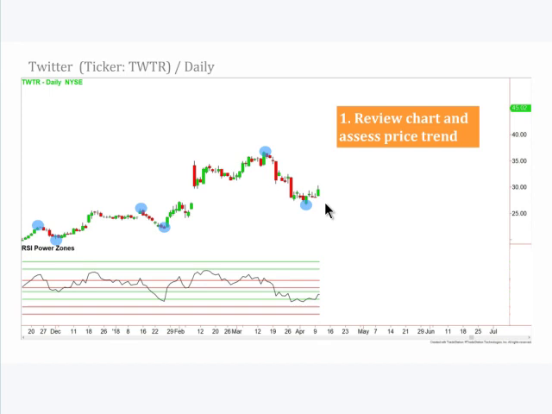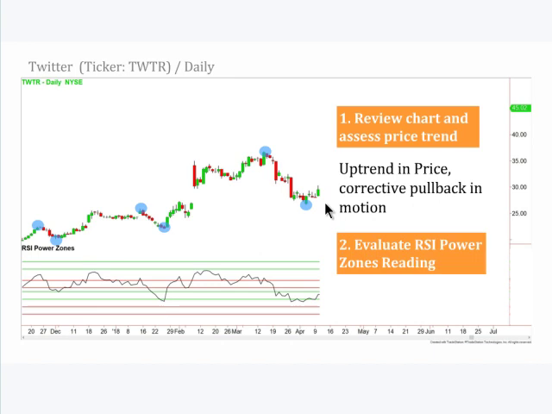So far, so good. We've got broad consensus that it's an uptrend, but it is with a corrective pullback in motion, like Chuck is saying, just a little bit of a corrective move downward. So we don't know if it's going to resume higher, but because it's after higher lows, it's a good chance it will. Now we move on and we assess the RSI power zones.